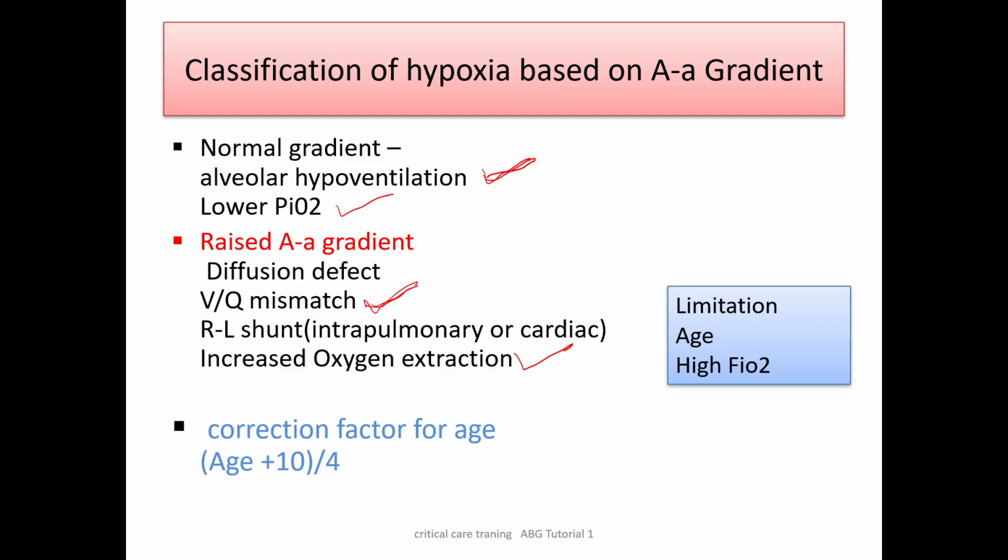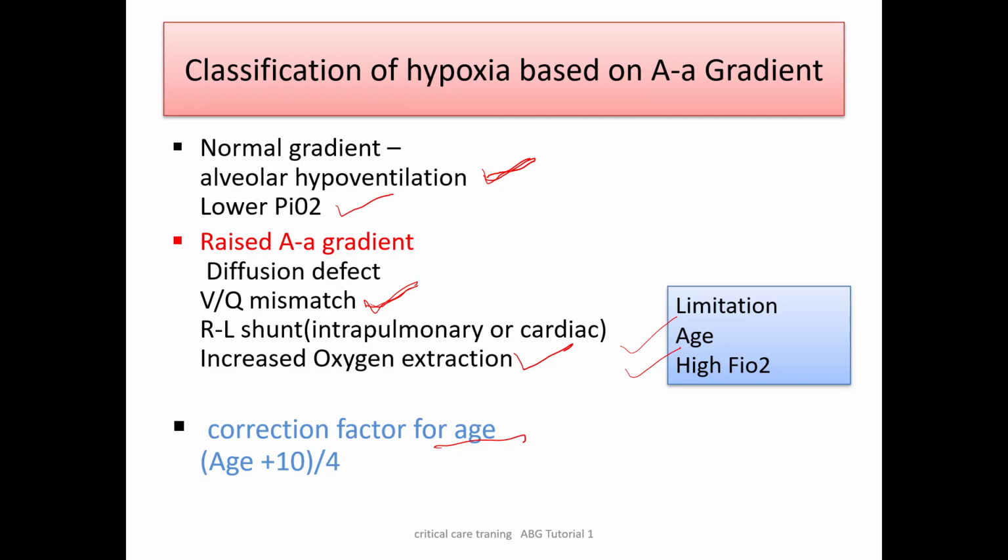Now this A-a gradient has to be interpreted taking the age factor into consideration. So the normal gradient for, say, a 60-year-old will be 60 plus 10, 70, divided by 4. So it will be more than the 10 value. The limitation is the age and the high FiO2. So in this situation, PaO2 by FiO2 is used to estimate the shunt; less than 200 is reflective of a shunt of more than 20%, which is important.